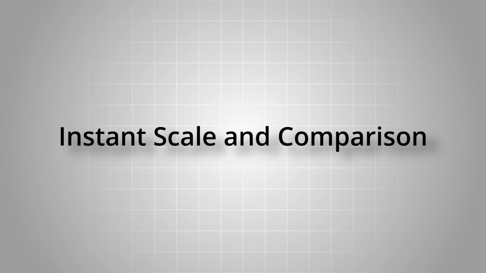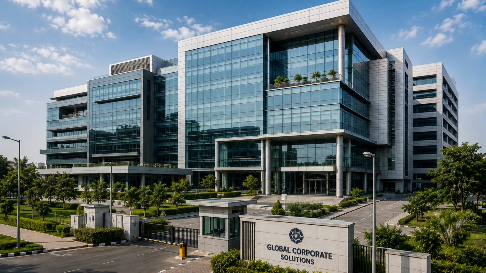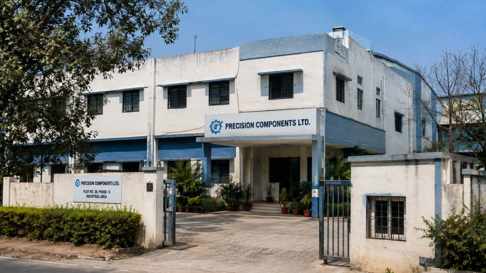First, instant scale and comparison. Raw numbers lie. A company making $10 million in profit sounds huge, but if it took $500 million in revenue to get there, that's a very different story than a company making $1 million or $5 million of revenue. Ratios strip away the sheer size of a business. They let you put a multi-trillion-dollar tech giant side by side with a small cap stock and compare them on a completely level playing field.